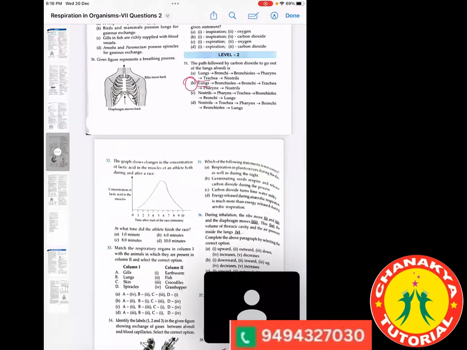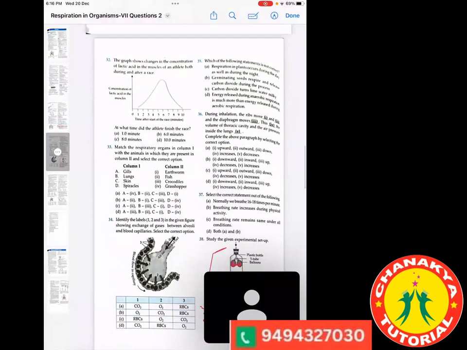the air will be there in the lungs. They will be giving to bronchioles. Bronchioles will be giving back to the bronchi. Bronchi will be giving to trachea. And then trachea will be giving back to the pharynx and then to the nostril. And from the nostril it goes out of the body. So the correct answer is D.